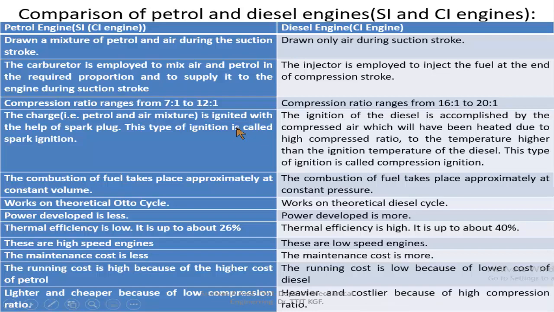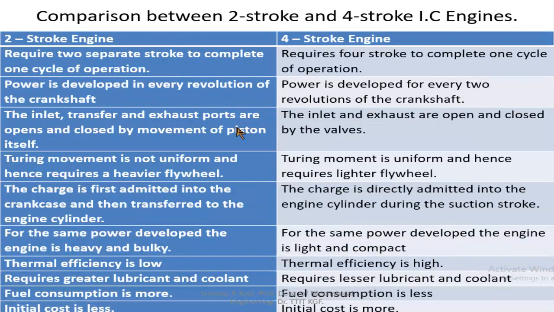In the same way, we have the difference between 2-stroke engines and 4-stroke engines. Here in the 2-stroke, the completion of the cycle takes place with 2 different strokes. In the 4-stroke, it takes 4 different strokes to complete the operation. And here power is developed in every revolution of the crankshaft, and here every 2 revolutions the power will be generated. And here we have the ports.